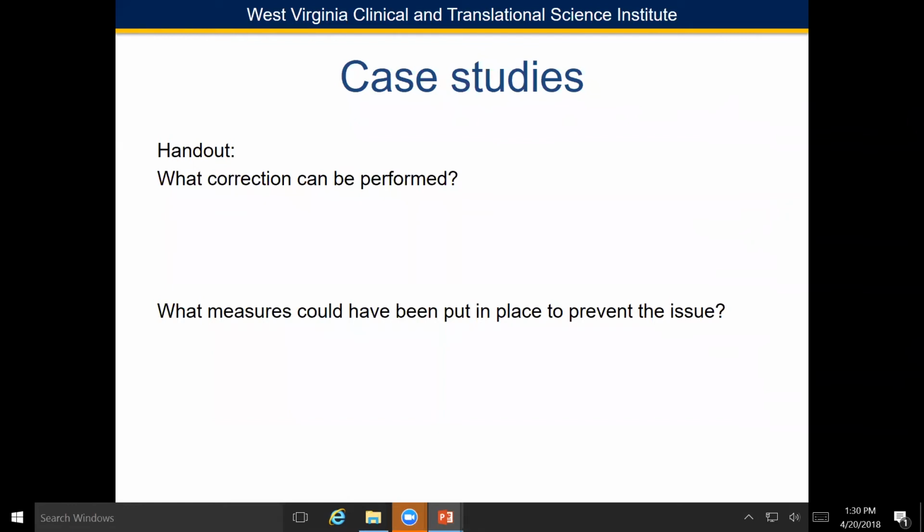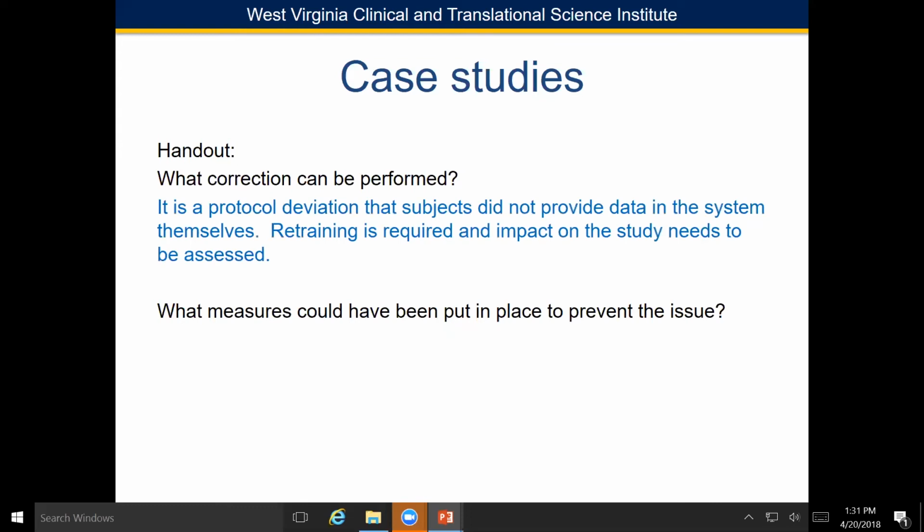Well, that's looking at the future, but in the case, yes. So in this case, it's a protocol deviation, and with the protocol deviation, you would have to write what actually happened on the study, and then probably retraining is required. As part of the deviation documentation, you would write that you would retrain. And also the impact on the study needs to be assessed.